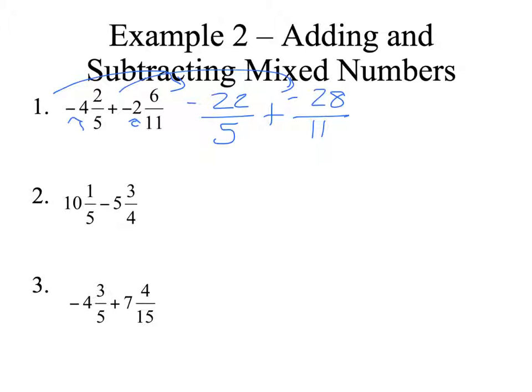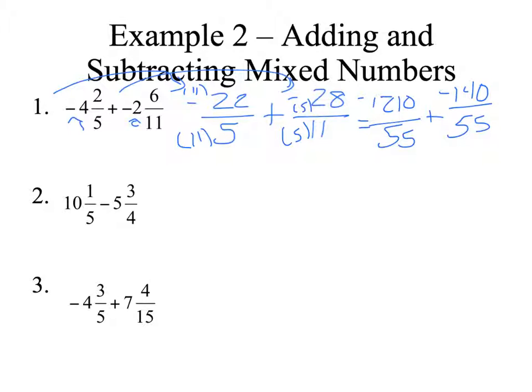I need to find a common denominator. So now I need to find my common denominator. Easiest common denominator is probably using 55. So the first one I'm going to multiply top and bottom by 11. That's going to end up giving me negative 1,210 over 55. Second one, top and bottom by 5. That's negative 140, and negative 210 over 55.